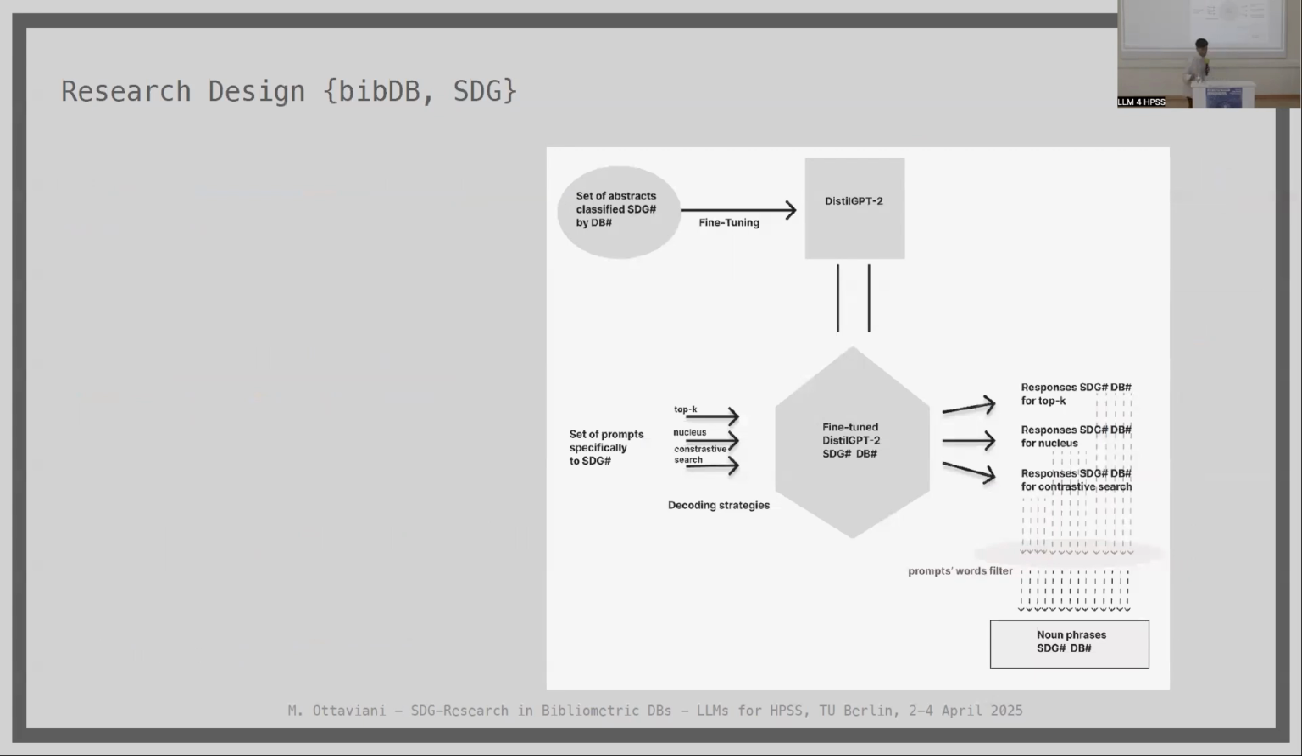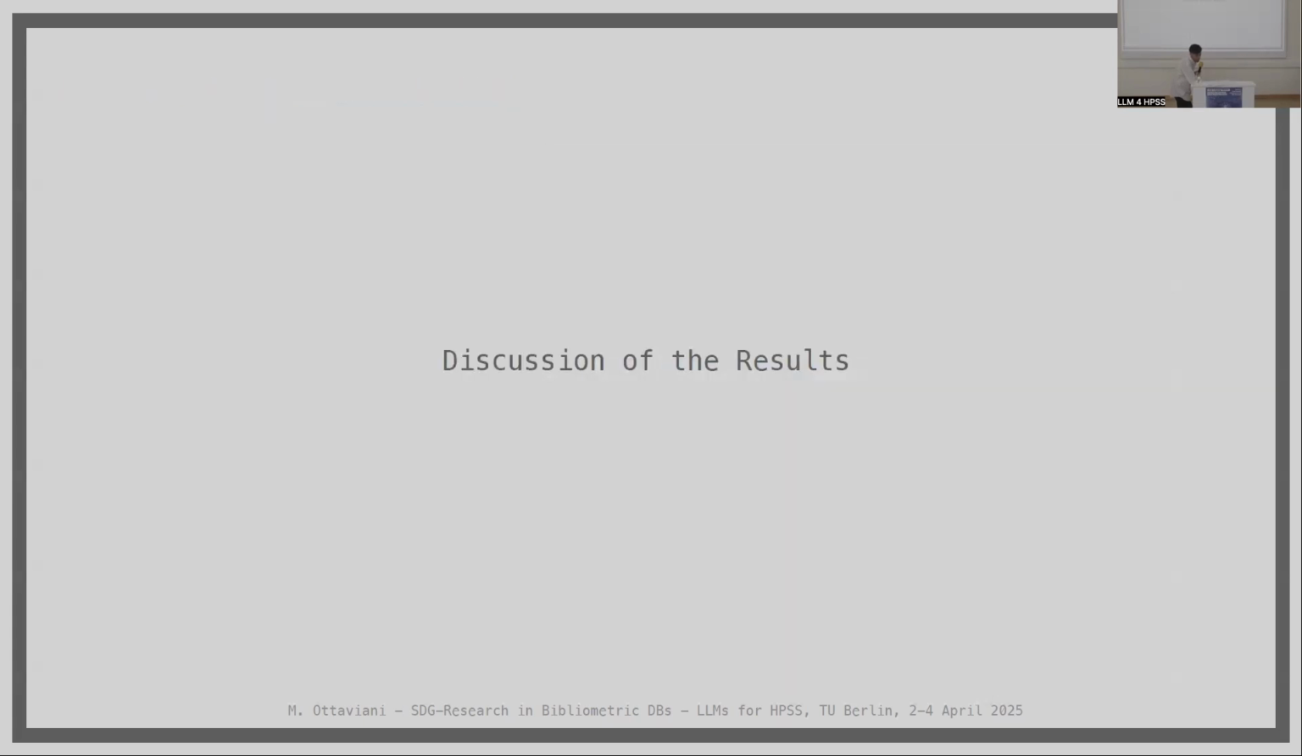And yeah, this is a schema of what I've been saying up to now until the second row. Then the prompts that are specific for every SDG go through 3 different decoding strategies, and then, for simplifying, I do unknown phrases extraction, but also when I'm doing the comparison, I'm also searching through the actual responses.